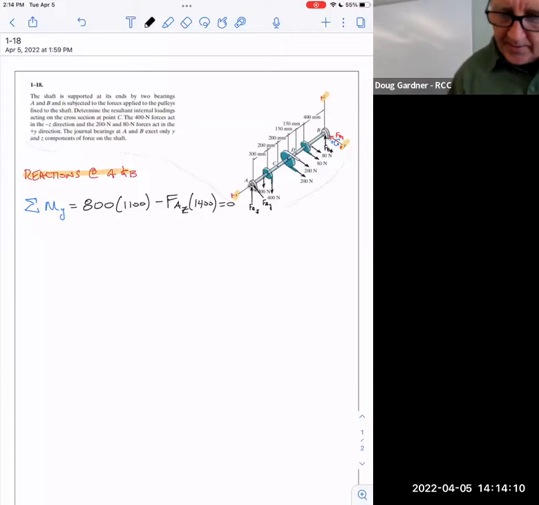And so I now know the required force of AZ. It is 628. No, I didn't do any rounding. It just is what it is. 800 times 1100 divided by 1400. It's 628.6 approximately.